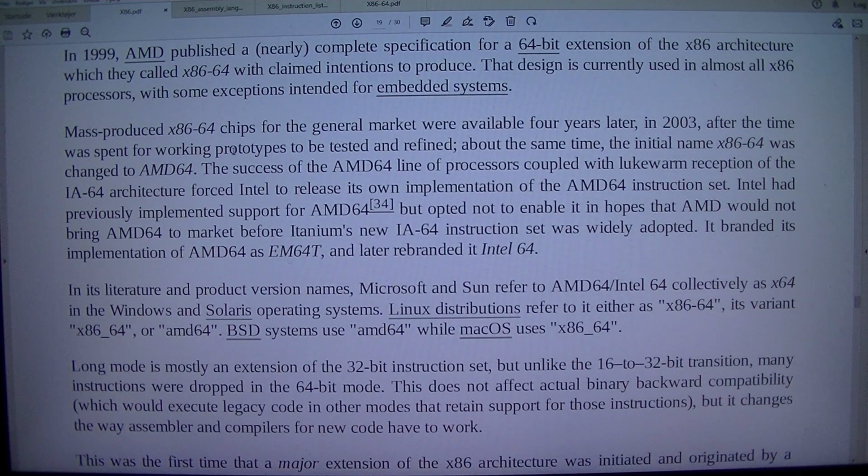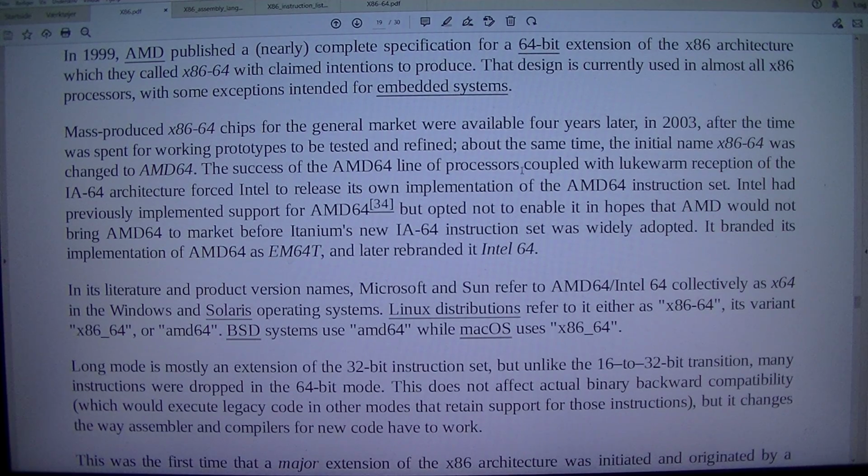x86-64 was changed to AMD64. The success of the AMD64 line of processors, coupled with a lukewarm reception of the IA-64 architecture, forced Intel to release its own implementation of the AMD64 instruction set.